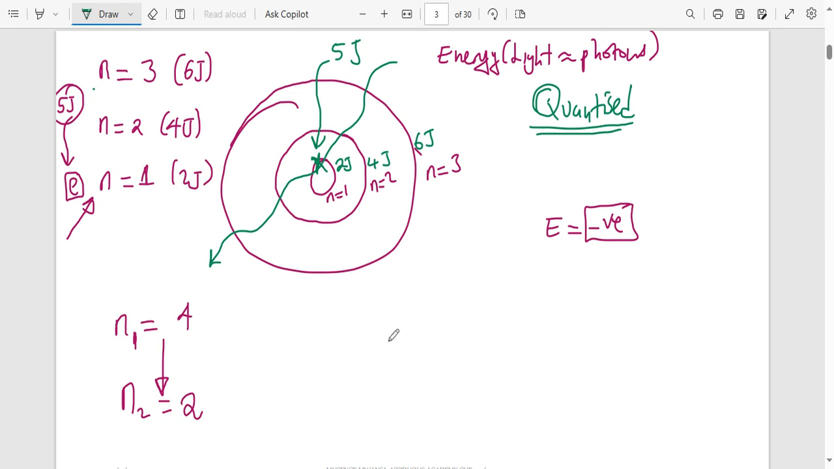So you can explain it looking at stairs. Stairs are quantized. It's either you step here, or you step here. You can't step in between. It's different from an incline. For an incline, you can step anywhere. Okay, so that is the meaning of quantization of energy.